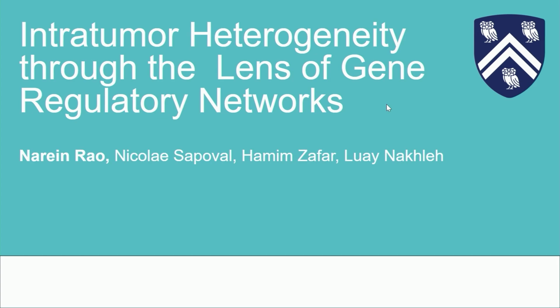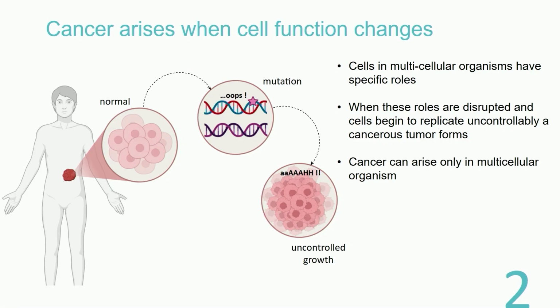Today I'll be talking about intratumor heterogeneity through the lens of gene regulatory networks, or more specifically, we'll be looking at functional differences across subpopulations in cancer. So to start off with, well, cancer, we have all seen it, heard about it, we don't like it. It arises in multicellular organisms, and it's characterized by uncontrolled growth of cells. Now, this could be due to multiple genetic and epigenetic factors.